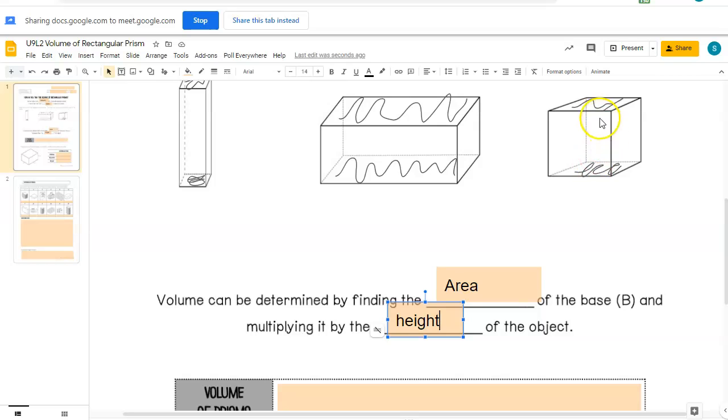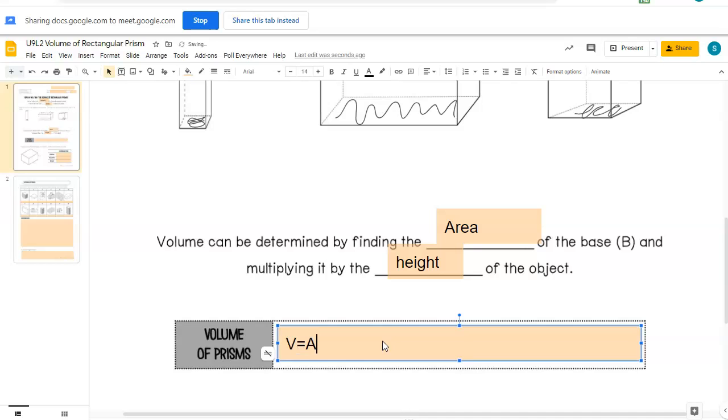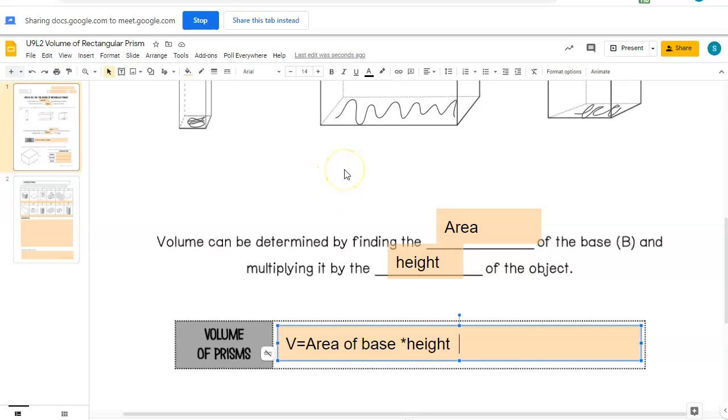But the cool thing is that works even when it's not a rectangular prism. It works on all prisms. And we get a formula that the volume of a prism is always going to be V equals the area of the base times the height. Now, for a rectangular prism, the area of the base is the length times the width, and the height is h, so we have length times width times height.